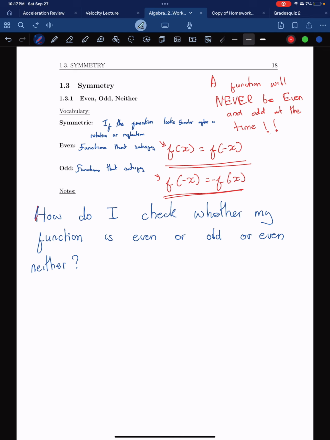How do I check whether my function is even or odd, or neither? All right, I'm going to just erase these. Well, two ways, guys. Two ways. Number one, graphically. Graphically, so this is basically a graph on a coordinate system.